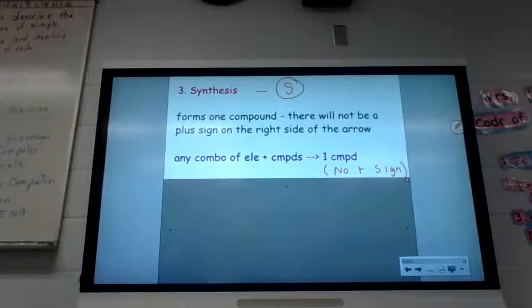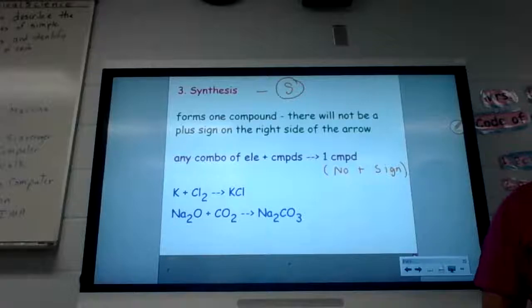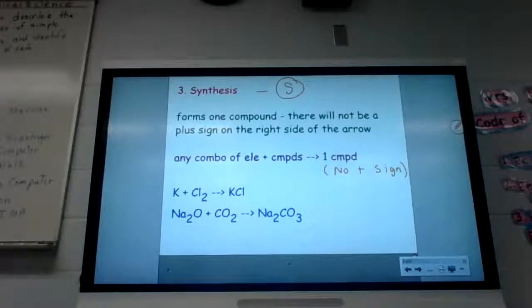So we can have, and I wrote that with two different equations. I wrote the first one with some elements and the second one with some compounds, but I could write it with a combination of elements and compounds also. All right, but if you look at the two that I wrote, neither of them have a plus sign on the right.